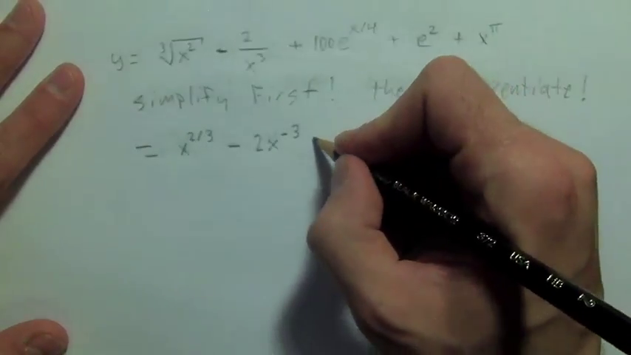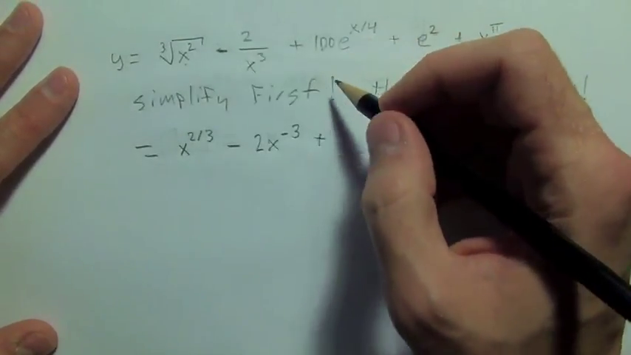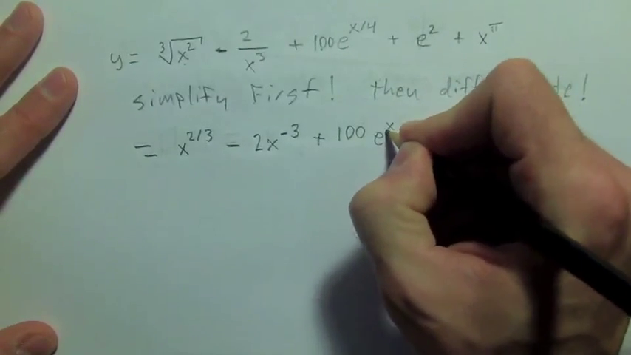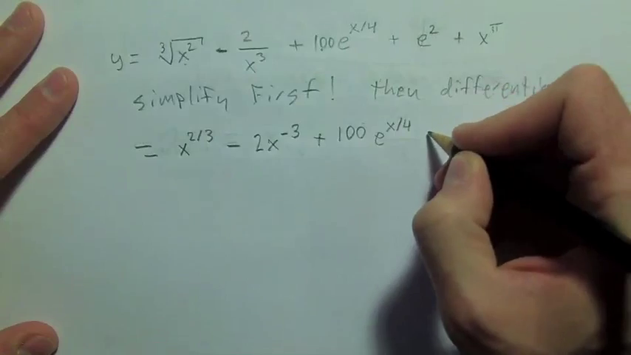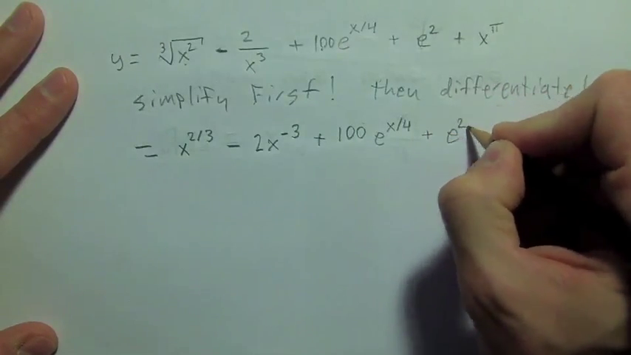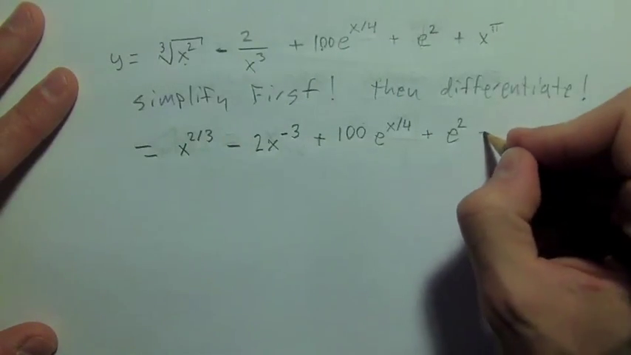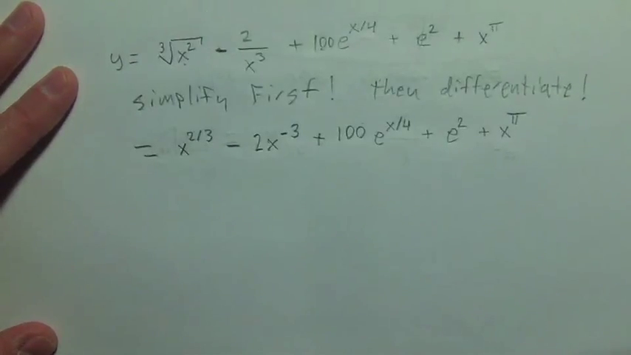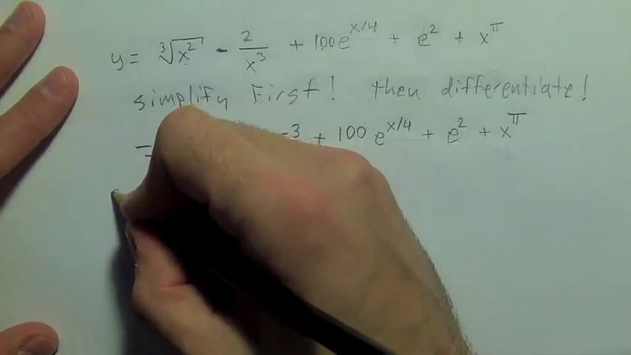Right? Then we'll have, well, this one doesn't change much. That's still 100 e to the x over 4. Then plus e squared, doesn't change much. And x to the pi, it's not really going to change much. Okay. Now we're going to take the derivative.